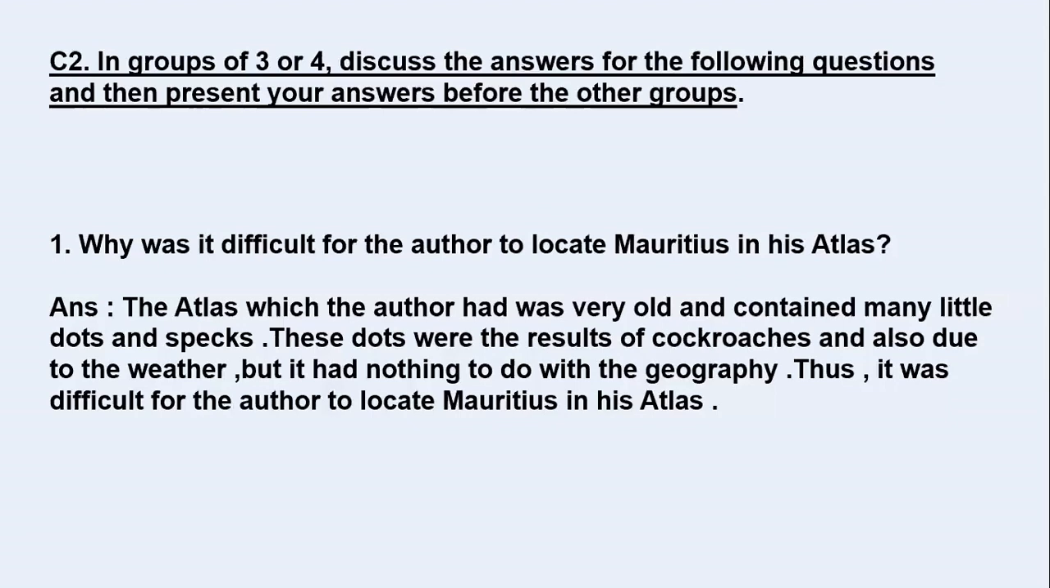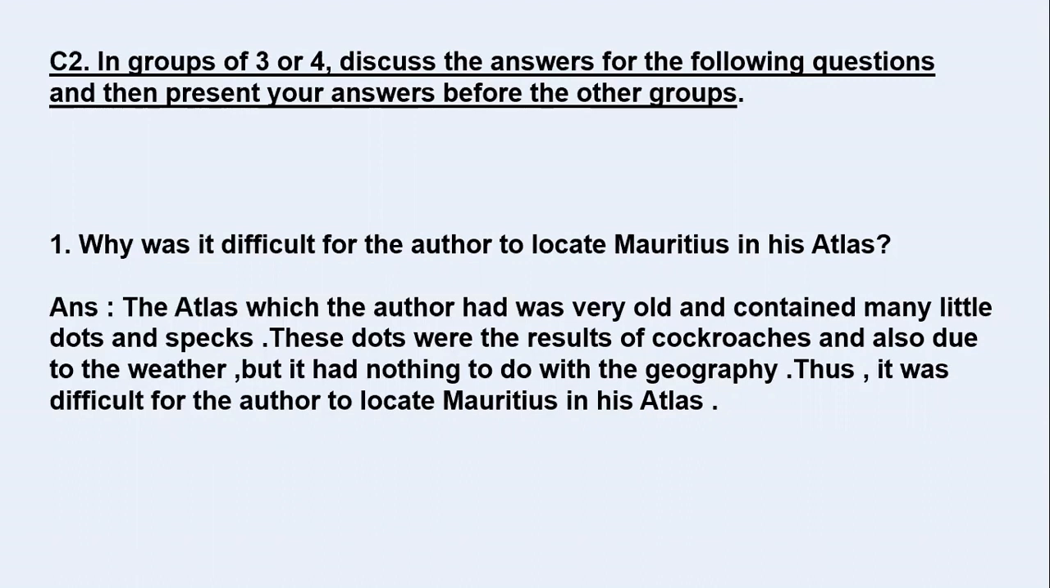The atlas which the author had was very old and contained many little dots and specks. These dots were the results of cockroaches and also due to the weather, but it had nothing to do with the geography. Thus, it was difficult for the author to locate Mauritius in his atlas.